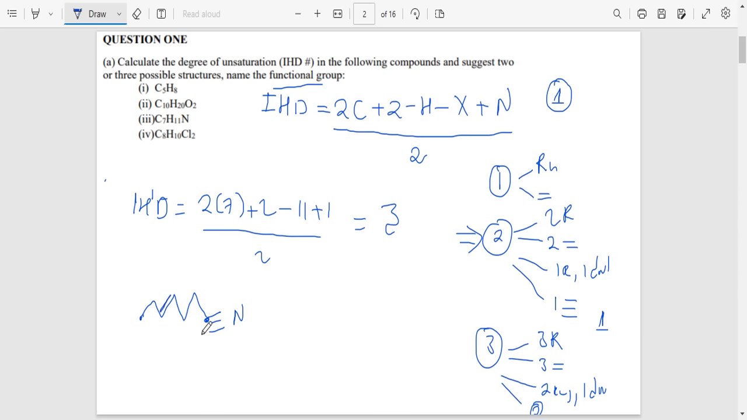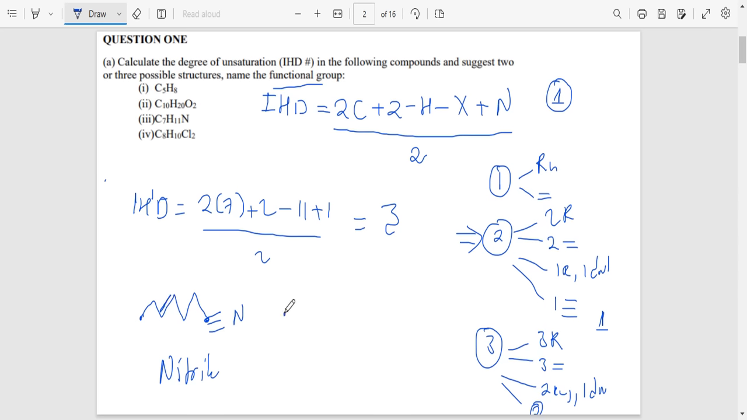What functional group is this? This is called a nitrile functional group. So we have got a nitrile, which is carbon triple bonded to a nitrogen, and then we have got an alkene, functional group of an alkene, that's a double bond. What other structure am I able to write?